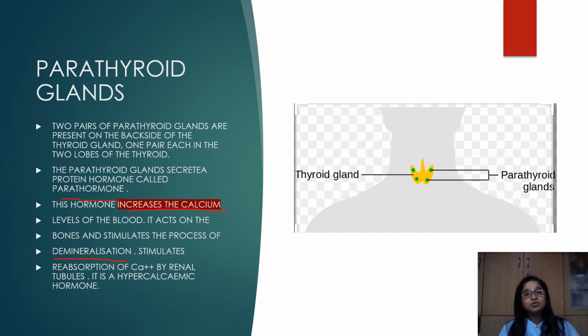So the calcium that was to be excreted out through the urine, the kidney tubules will be stimulated by the parathormone to actually reabsorb these calcium ions back into the blood. So what happens is the level of calcium ions in the blood will increase. So you can understand that parathormone, or the parathyroid hormone, acts as a hypercalcemic hormone, whereas when I talked about the thyroid gland, I talked about it lowering the level of calcium, so a hypocalcemic hormone.